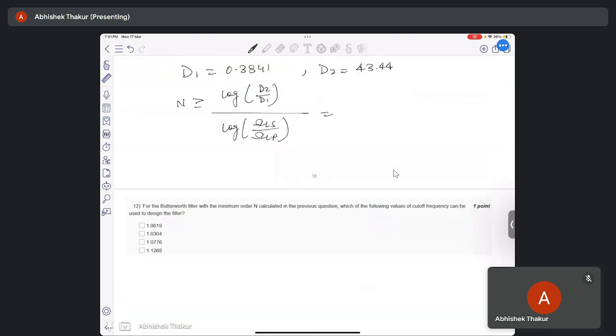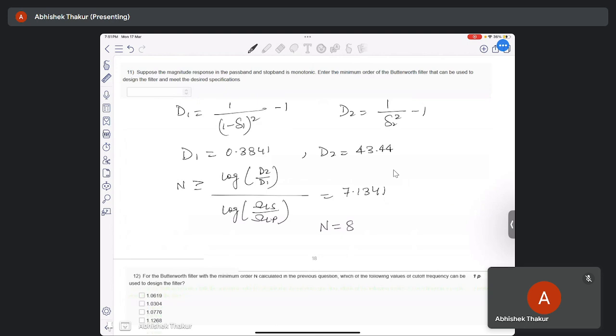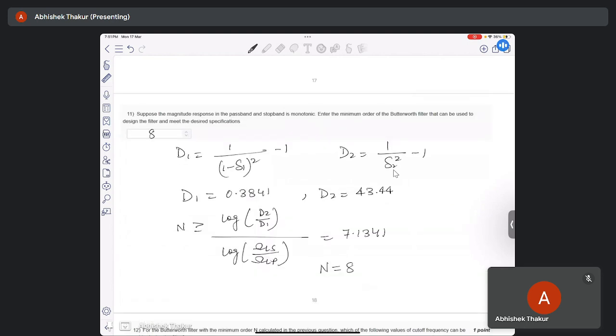So finally, after substituting all the values, we will get 7.1341. So what should n be? n should be greater than or equal to 7.13. So n is equal to 8. So we have chosen the value n equal to 8.